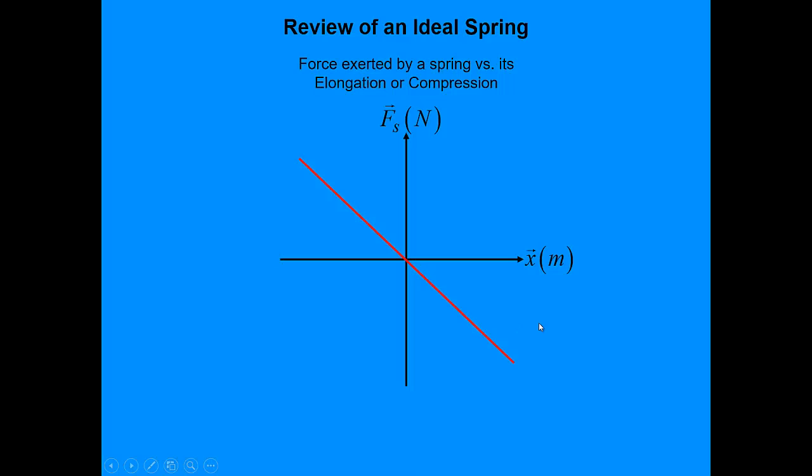So since it's a linear graph which goes through 0, 0, that's showing that the force and the elongation are proportional, but because we're in the second and fourth quadrant, they're also opposites of one another. Why are they opposites? Well, if you stretch a spring, it pulls back in. If you compress a spring, it pushes back out. So the force exerted by a spring and its elongation or compression always act in opposite directions. That's why we've got that extra little negative in there.